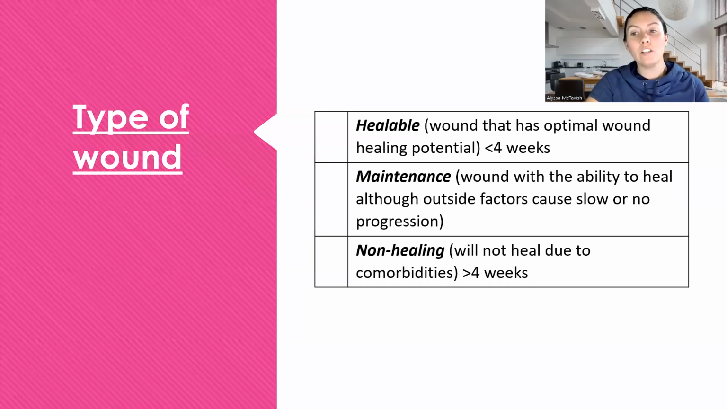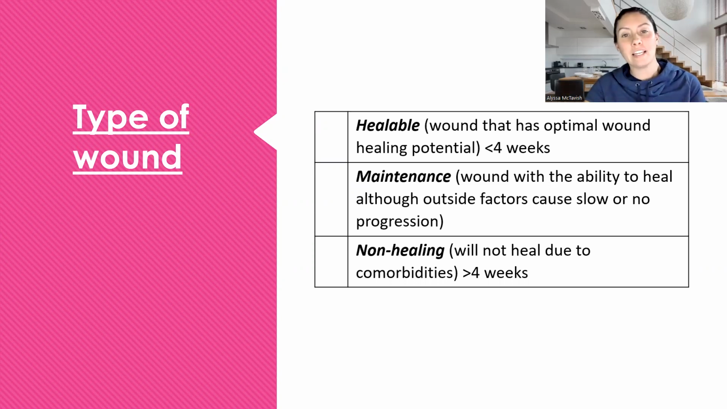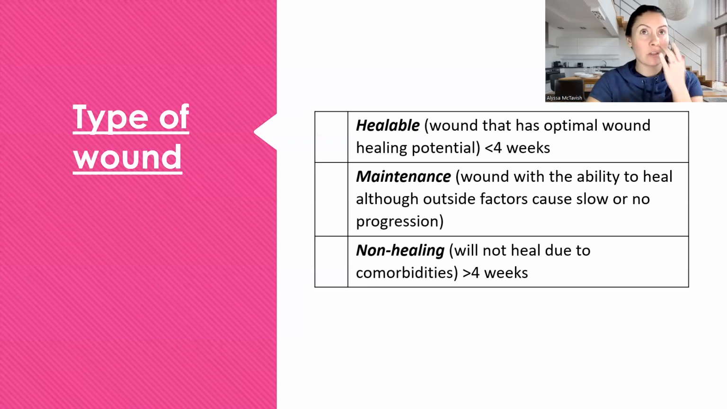Now we're going to look at the healing status of the wound. Is it healable, maintenance, or non-healing? A healable wound is a wound that's less than 4 weeks old and has optimal healing potential, so there's nothing stopping it from healing. Now, a maintenance wound has the ability to heal, but there are outside factors causing slow or no progression. These could be things like a patient who will not wear their compression stockings. That would then be a maintenance wound.